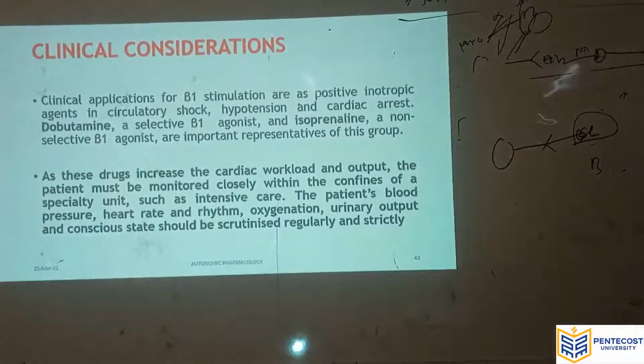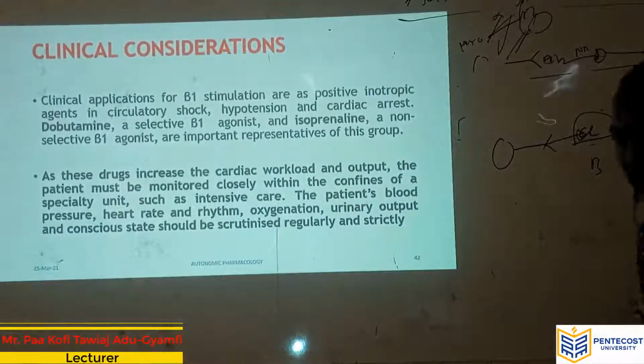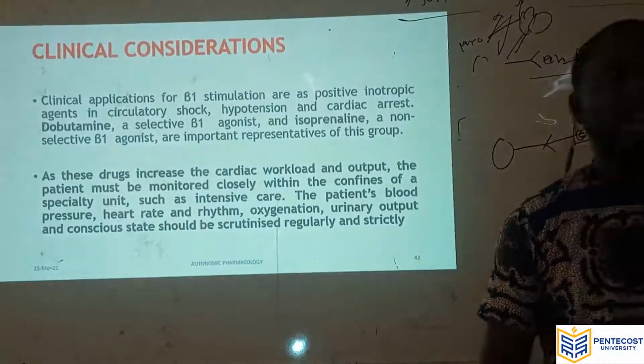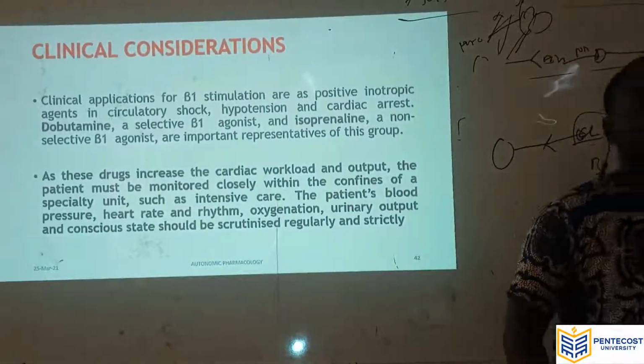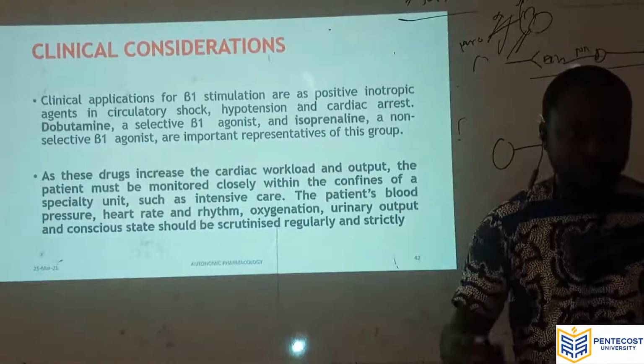So dobutamine or isoprenaline, these are beta agents. This drug will come and cause an increase in your heart rate. As this drug increases the cardiac workload and output, the patient must be monitored closely. You are giving a drug that is going to stimulate the heart to work well, because the heart is failing and you want the heart to be revived.